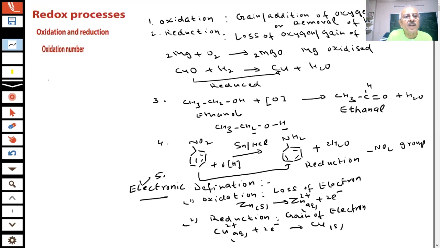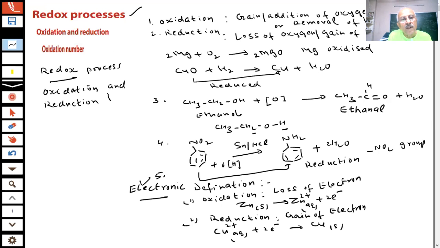So this is what we call a redox process. Now we are coming to the redox process, the topic I have written here. Redox process means that in the reaction, oxidation and reduction both are taking place. Oxidation cannot take place without reduction. So a redox reaction means oxidation and reduction take place in a reaction.